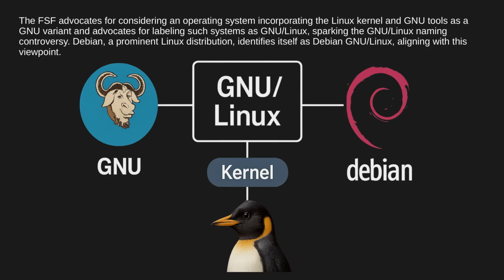The FSF advocates for considering an operating system incorporating the Linux kernel and GNU tools as a GNU variant, and advocates for labeling such systems as GNU/Linux, sparking the GNU/Linux naming controversy. Debian, a prominent Linux distribution, identifies itself as Debian GNU/Linux, aligning with this viewpoint.